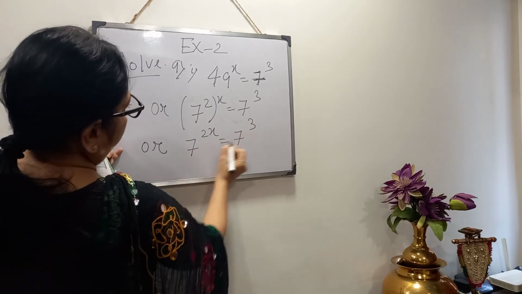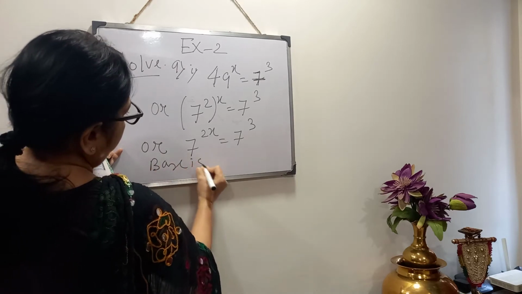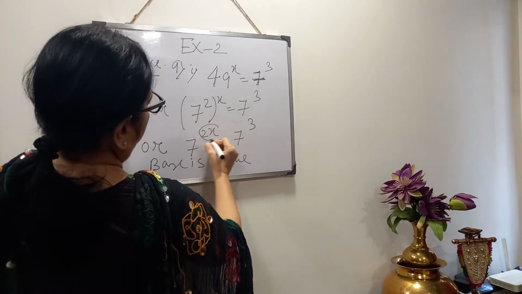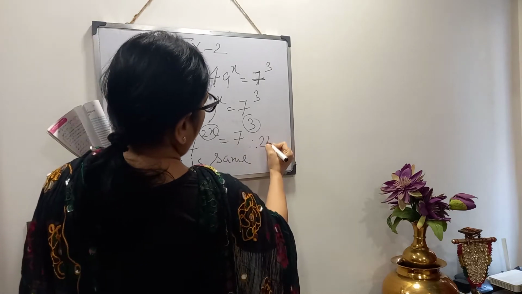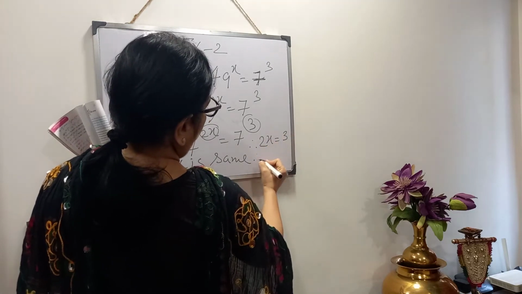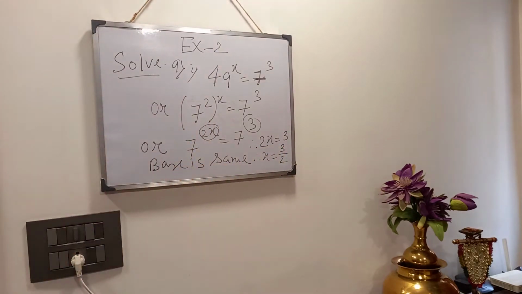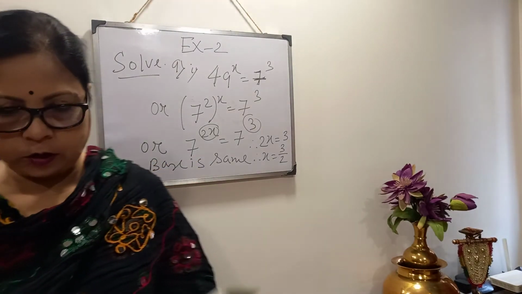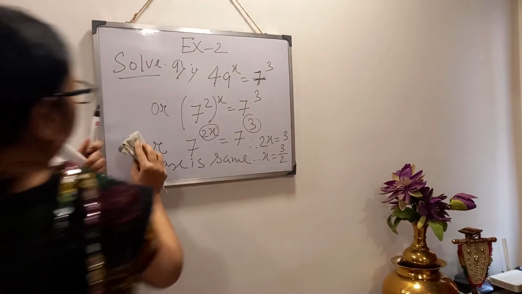Now you know from both sides the base is the same. When the base is the same, by the rule we can equate the powers. Clear? So from here, base same, we can write 2x equals 3. Therefore x equals 3 by 2. So this is the solution of sum number 1. Now next.